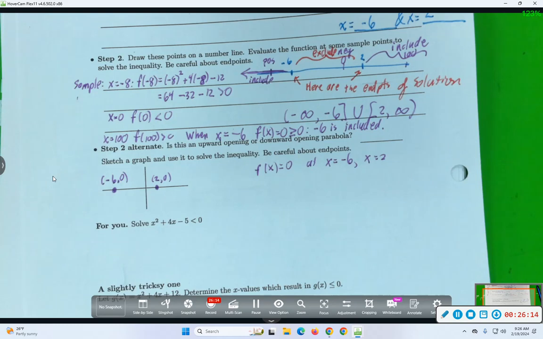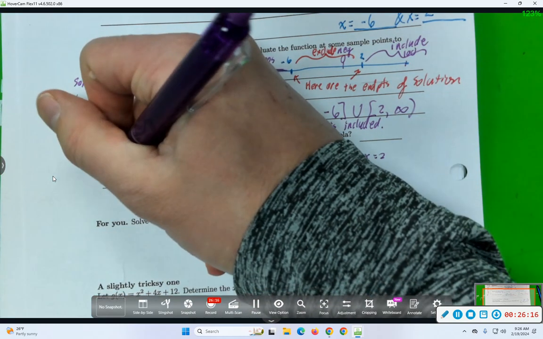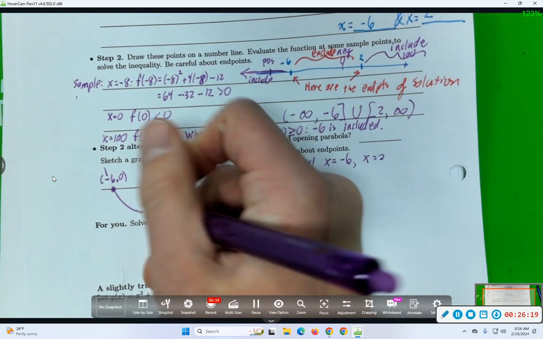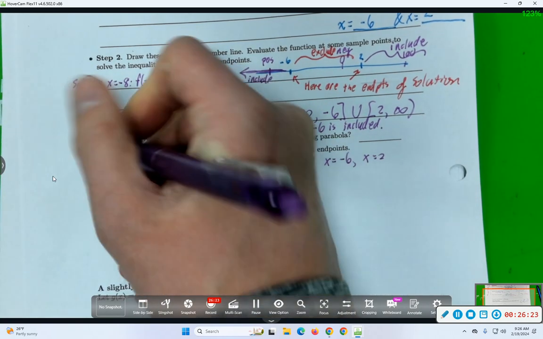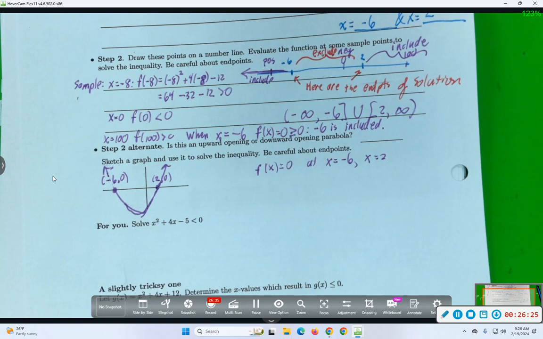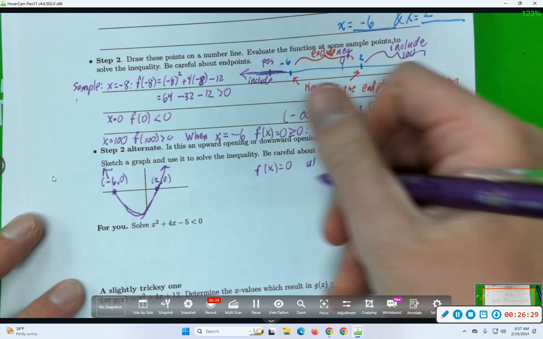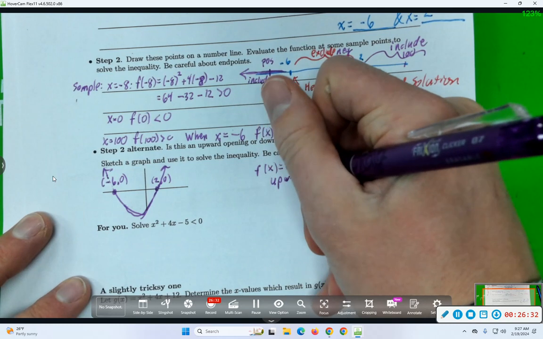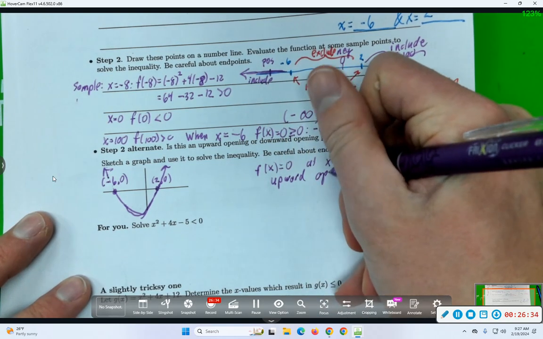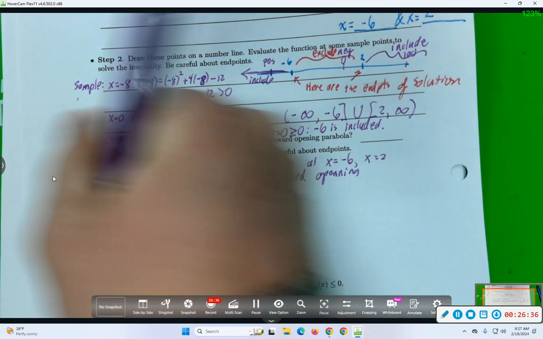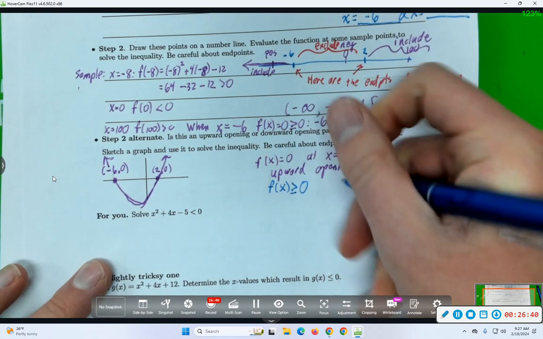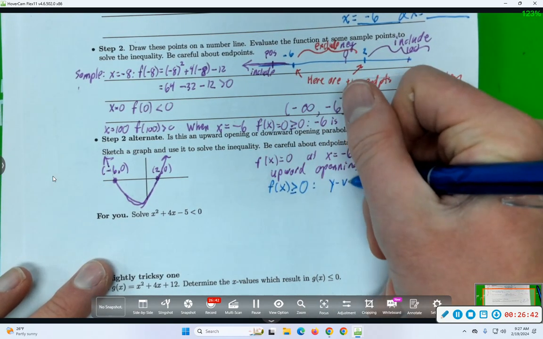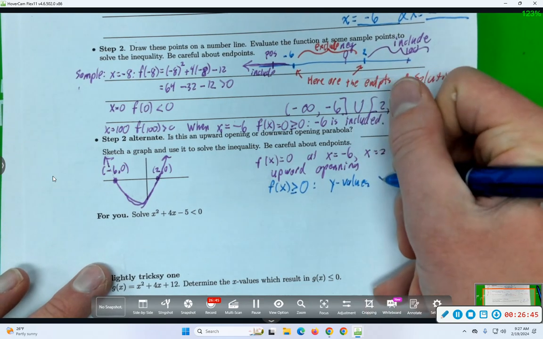Oh, so let's just try that. I don't care where the vertex is, so I'm not going to bother being careful with the vertex. I also don't care about the y-intercept. I am going to try to draw a parabola that's upward opening and goes through those points. So it's upward opening. And now remember, I want f of x bigger than or equal to 0. So this means I want y values bigger than or equal to 0.